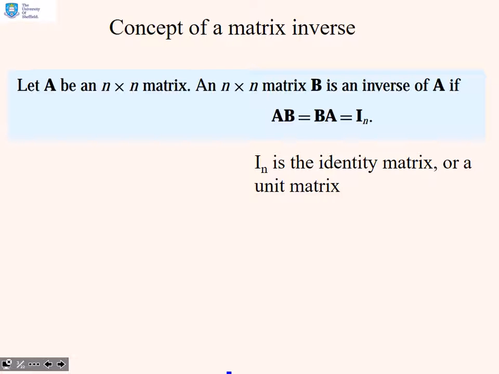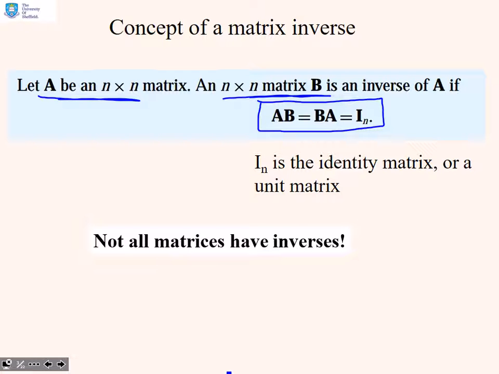So let's have a look at the concept of a matrix inverse. Let A be an n by n matrix, and let B also be an n by n matrix. Then B is the inverse of A if and only if these two identities hold. That is, A times B equals B times A equals the identity. Key point to note is that not all matrices have inverses. By that I mean not all square matrices have inverses.